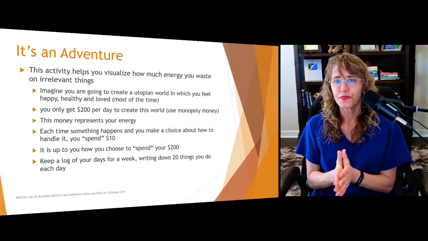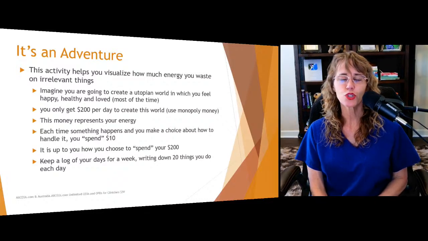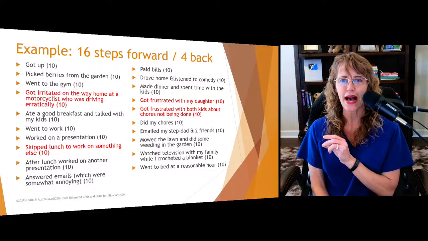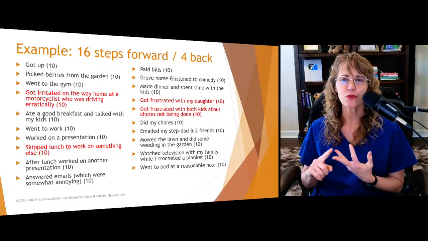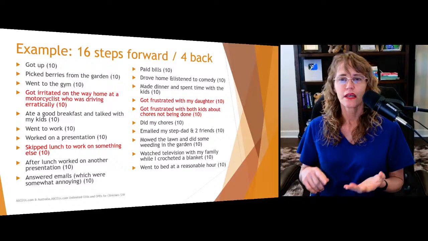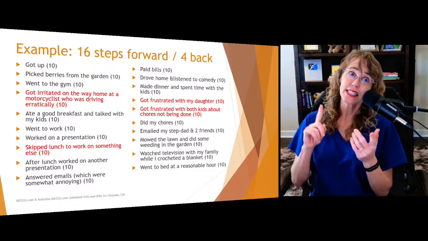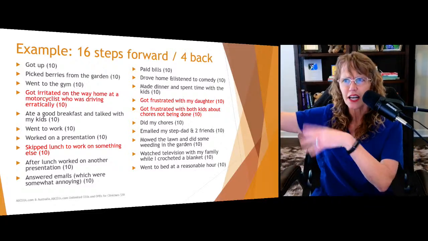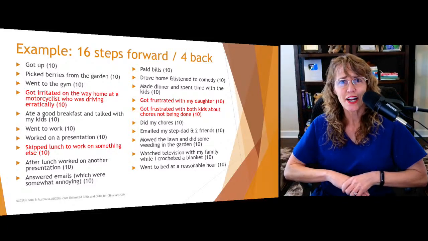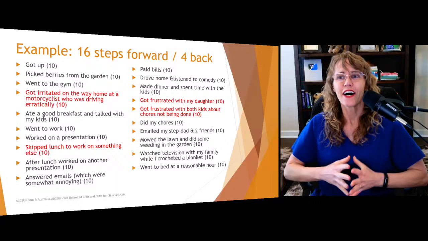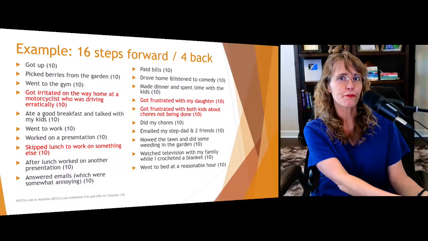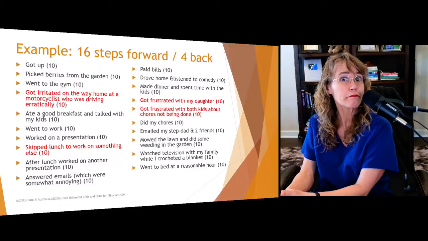You can't play anymore. Keep a log of your days for a week, writing down 20 things you do each day. So for me, I had 16 steps forward and one step back. I got up, I picked berries, went to the gym. I got irritated on the way home at a motorcyclist who was driving erratically. Ate breakfast, went to work, worked on a presentation. I skipped lunch. I did a lot of other stuff. I got frustrated with my daughter, and then I got frustrated with both kids. So there's four things in there, so 40 of the 200 in terms of my energy that I used that moved me away from my rich and meaningful life instead of toward it.